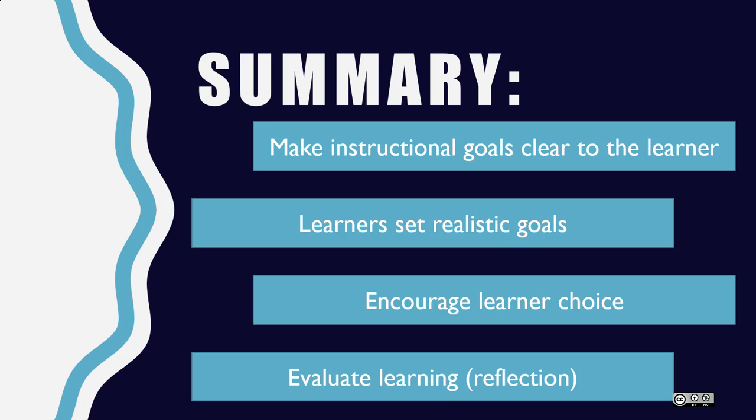To summarize, today we talked about 4 items. Make instructional goals clear to the learner. Learner set realistic goals. Encourage learner choice. And evaluate learning, self-reflection. Now, this is only a short list. There are many other ways that you can achieve student autonomy. Just remember that the goal is to engage our students and motivate them. And this is just one way to help motivate our students.